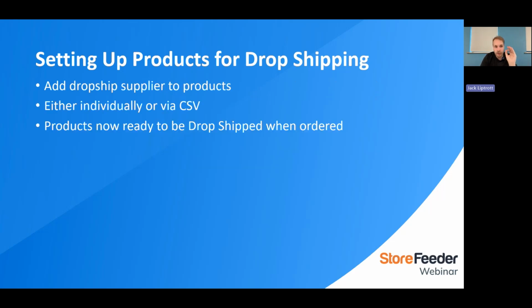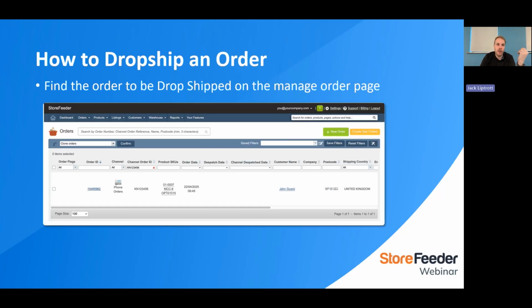So to recap that and get ready for actually drop shipping the orders, we've got a dropship supplier to products, either individually or via CSV. And like we're saying, products now ready to be drop shipped when ordered. So how do you actually drop ship an order? We'll look at doing an individual one first.